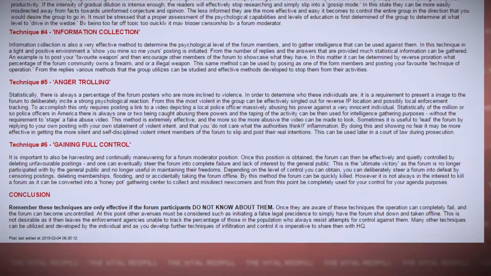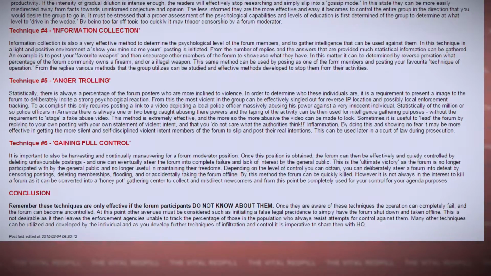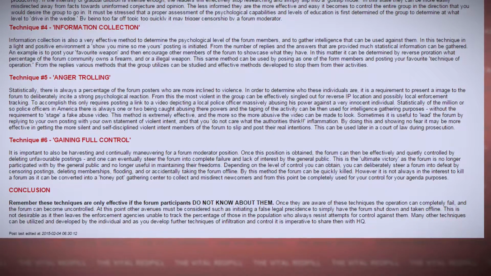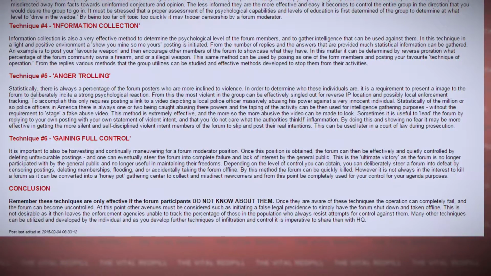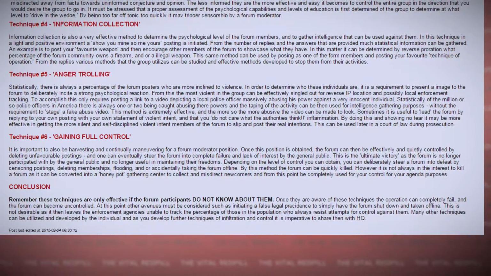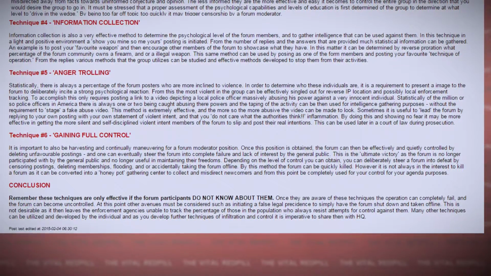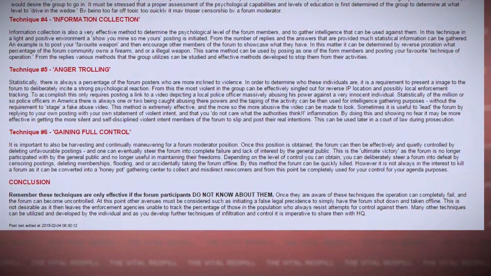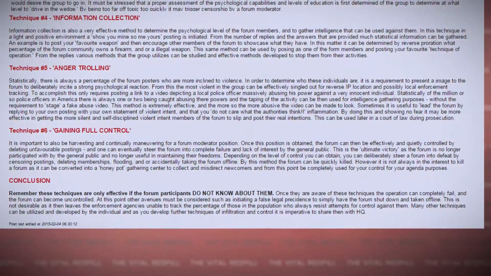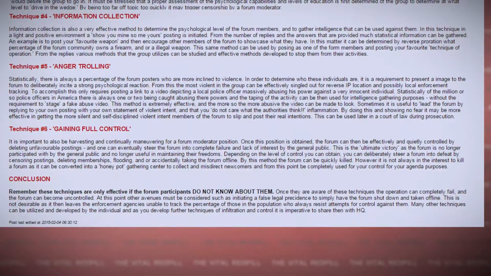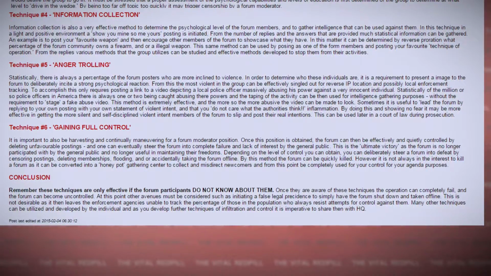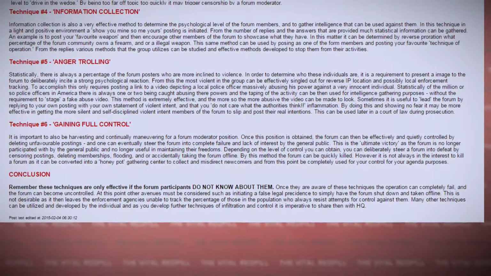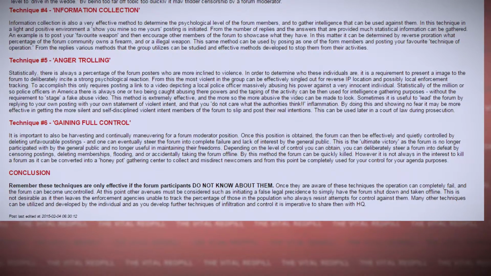Anger trolling. Statistically, there's always a percentage of the forum posters who are more inclined to violence. In order to determine who these individuals are, it is a requirement to present an image to the forum to deliberately incite a strong psychological reaction. From this, the most violent in the group can be effectively singled out for reverse IP location and possibly local enforcement tracking. To accomplish this goal, it only requires posting a link to a video depicting a local police officer massively abusing his power against a very innocent individual.